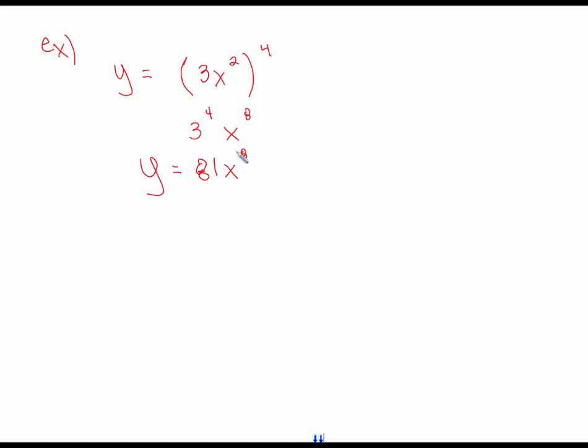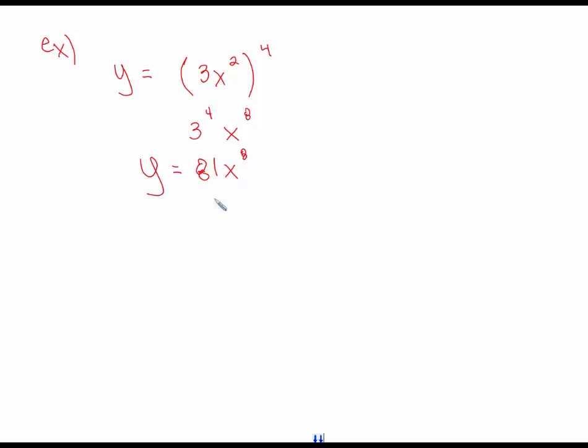Now you can take the derivative of this. So you can't use the power rule on a power of a power. This is considered a composition. If you have something like this, you have to distribute the exponent first, and then simplify, and then you can take the derivative.